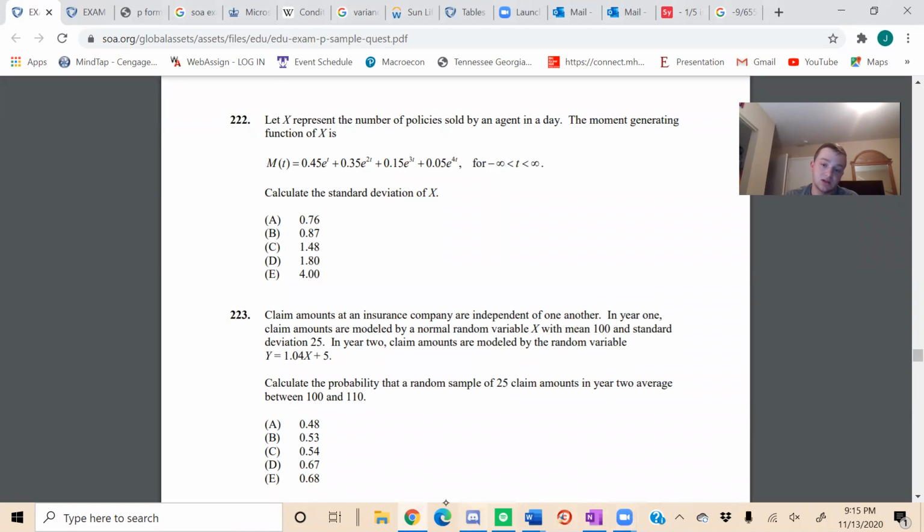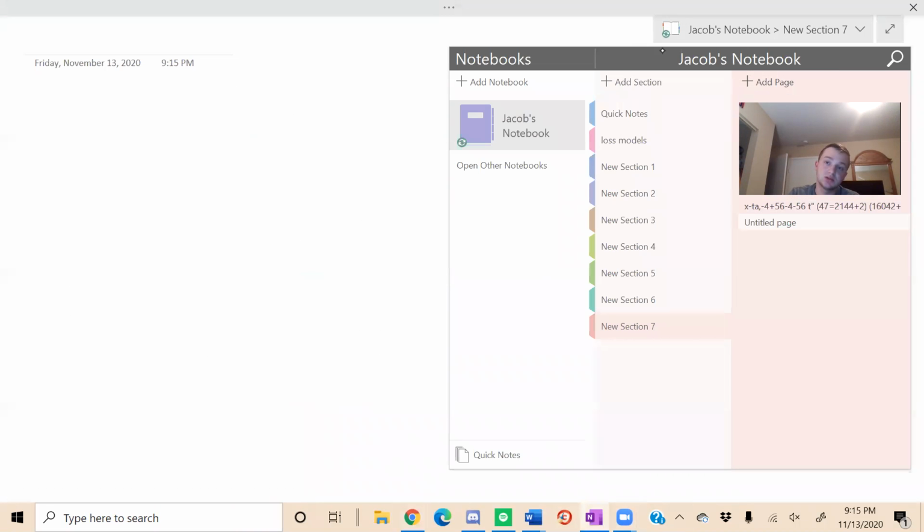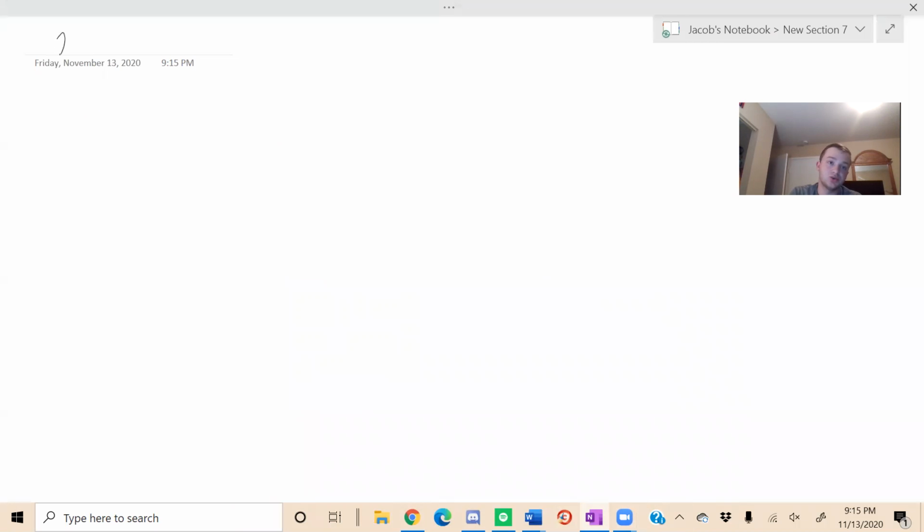Okay, so let's pull out my handy notepad. Let's open a new page. So we're doing number 223. And the stuff we know is that X is normally distributed with mean 100 and standard deviation 25. And then we're told Y equals 1.04X plus 5.